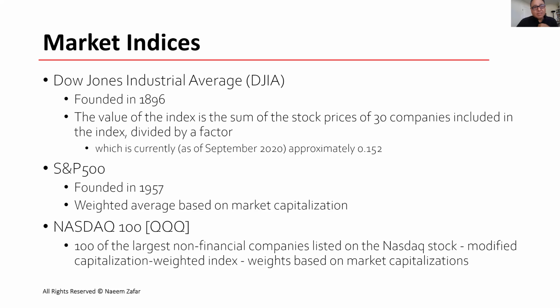Only 30 companies, which are chosen by one guy. The editor of the Wall Street Journal chooses which 30 companies, and they change. It's not the same 30 all the time. They have changed over the years. These companies, divided by a certain factor, represent the Dow Jones Industrial Average. And just as a fun fact, the Dow Jones Industrial Average was 381 before its crash in 1929. It crashed, and then it goes up and down.